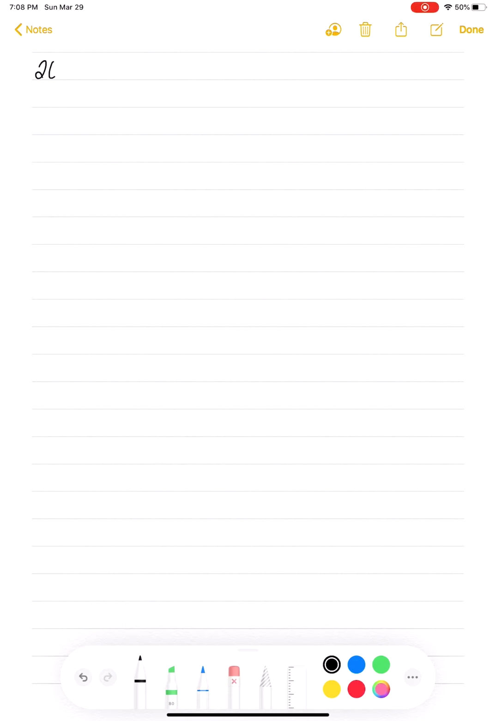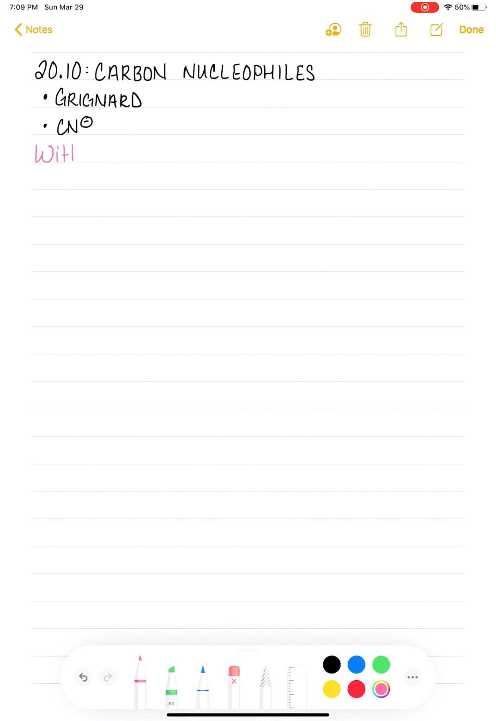We have one more nucleophilic addition reaction that uses carbon nucleophiles. Just to put in the notes, we've already looked at Grignard on the worksheet, and then we also looked at cyanide, forming cyanohydrins, on the worksheet as well. And so the last one that we're going to look at is called the Wittig reaction.